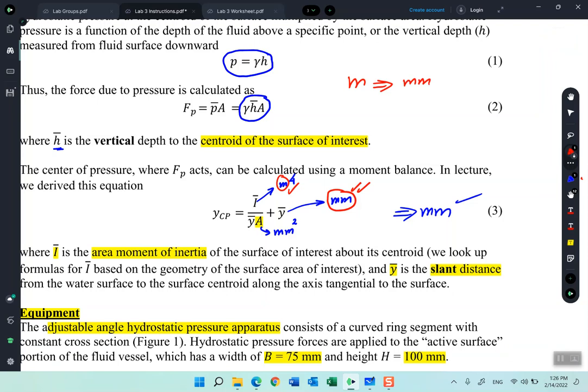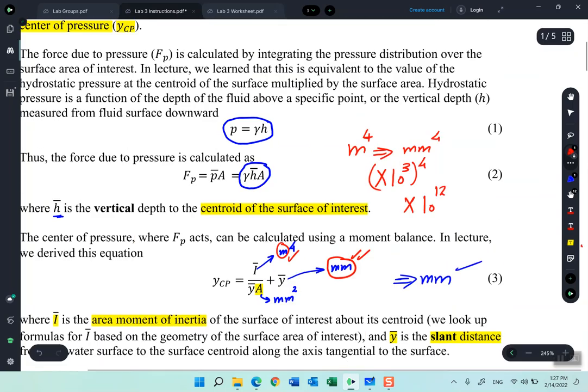Right? Wait, so what is the conversion rate, we can say, between meter and millimeter? I should multiply by 10 to the power 3, right? But actually, I'm not converting from meters to millimeters. I'm converting from meter power 4 to millimeter power 4. So I should also put the power here, so it will look like I am multiplying by 10 to the power 12. Right? Questions?